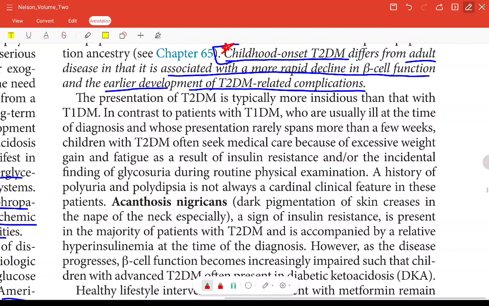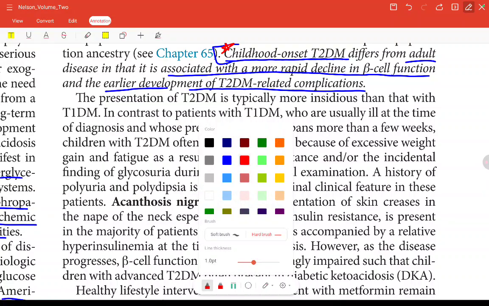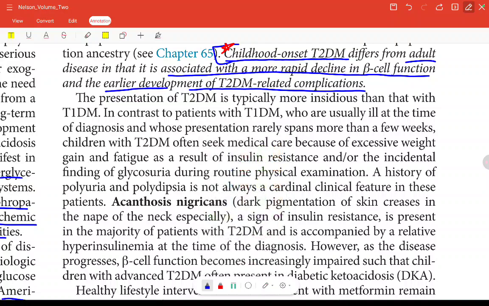The presentation of type 2 diabetes mellitus is typically more insidious, okay, than that of type 1 diabetes mellitus. In contrast to patients with type 1 diabetes mellitus, who are usually ill at the time of diagnosis and whose presentation rarely spans more than a few weeks. Right. The presentation of type 2 diabetes mellitus is typically more insidious. We know that. It will occur slowly, not as rapid as type 1 DM.